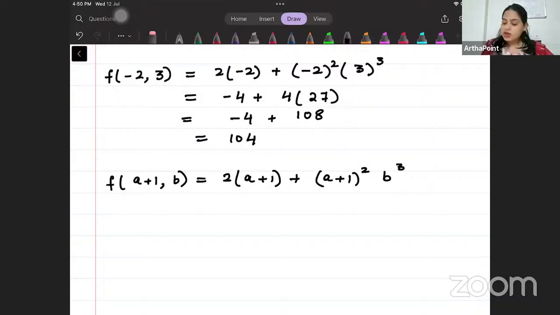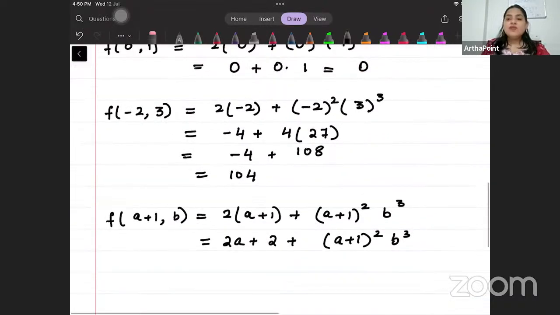Is this clear? So beta, this is going to be 2a plus 2 plus a plus 1 whole square. I will just keep it as it is. There is no need to open. This is the answer, right? So therefore, beta, the answer to this question is this. So I hope this is clear to you.